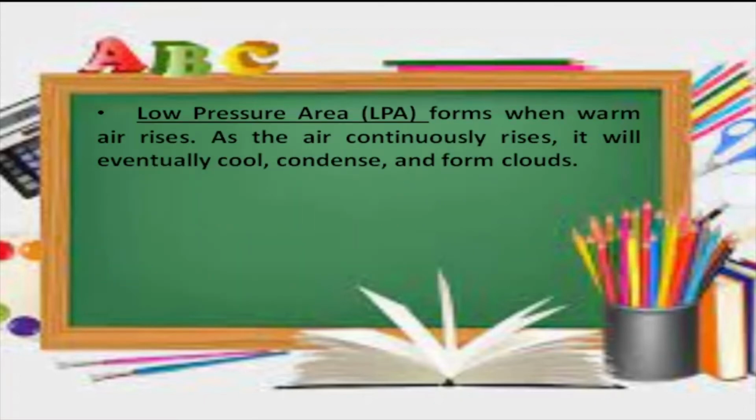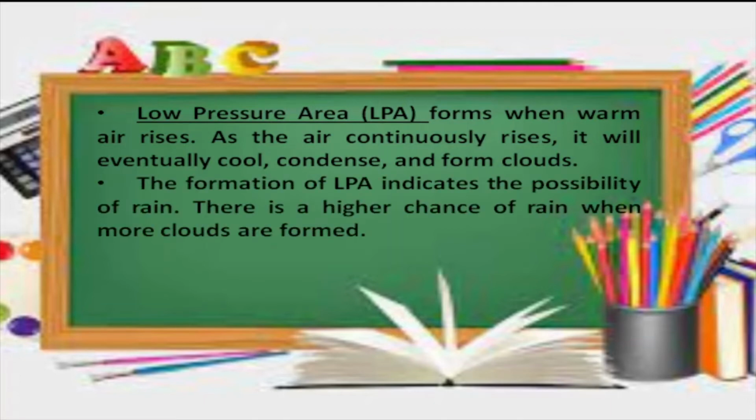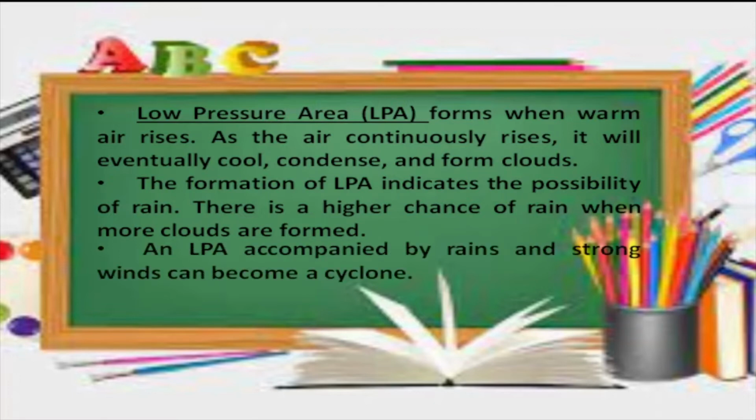But when warm air rises, less air presses downward, resulting in the formation of a low-pressure area. As the air continuously rises, it will eventually cool, condense, and form clouds. The formation of a low-pressure area indicates the possibility of rain. There is a higher chance of rain when more clouds are formed. An LPA accompanied by rains and strong winds can become a cyclone.